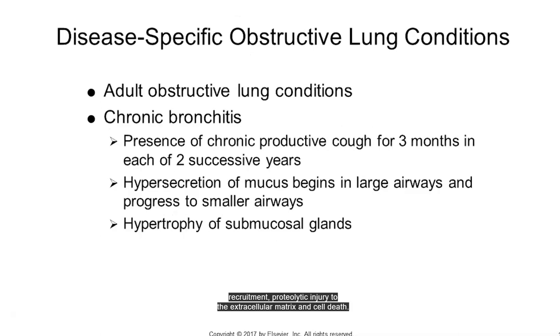Chronic bronchitis is defined as the presence of chronic productive cough for 3 months in 2 successive years. This hypersecretion of mucus begins in the large airways and moves to the smaller airways as the disease progresses, and hypertrophy of the submucosal glands also occurs and is measured with Reid index, which is gland to bronchial wall thickness ratio. The degree of small airway involvement determines the degree of disability.